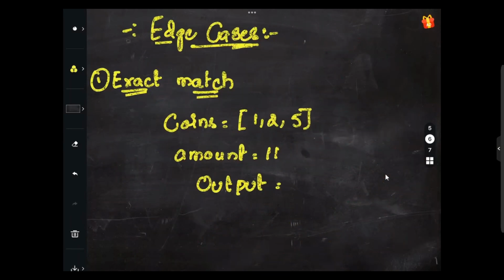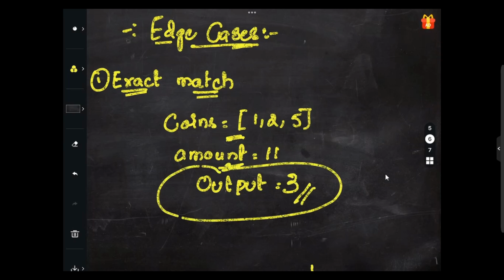So next, let's discuss the edge cases one by one here. First edge case is for the exact match. Let's consider coins 1 to 5 and amount will be 11, output will be 3. This is the previous example that we have considered, right? So I hope there is no ambiguity in this. So I hope this is clear. This is for the condition exact match.